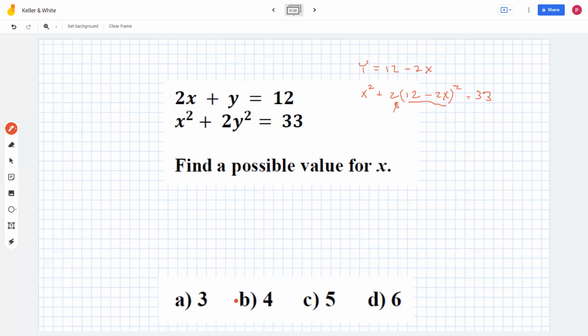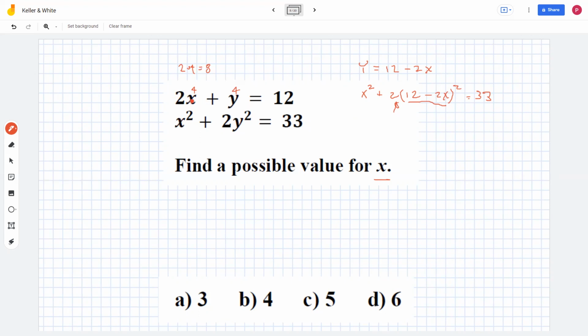Watch, I'm going to pick an answer. I'll try 4. Okay, they want a possible value for x. Could x equal 4? Well, if I make x 4, what does that give me? 2 times 4 is 8. But I need this thing to add up to 12. So if I make x 4, I need 4 more. If x is 4, y is 4.